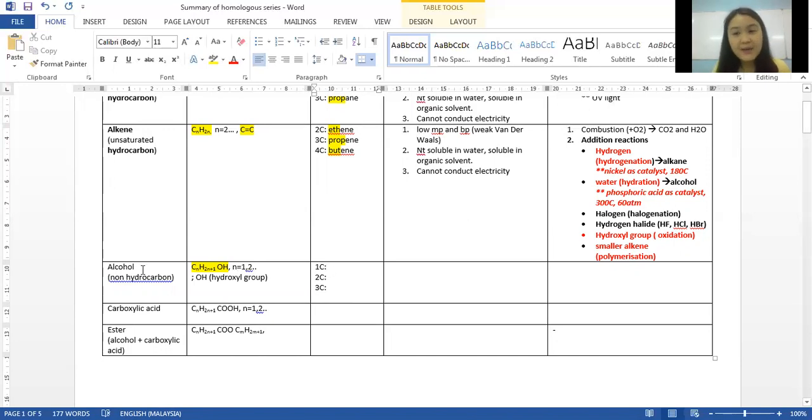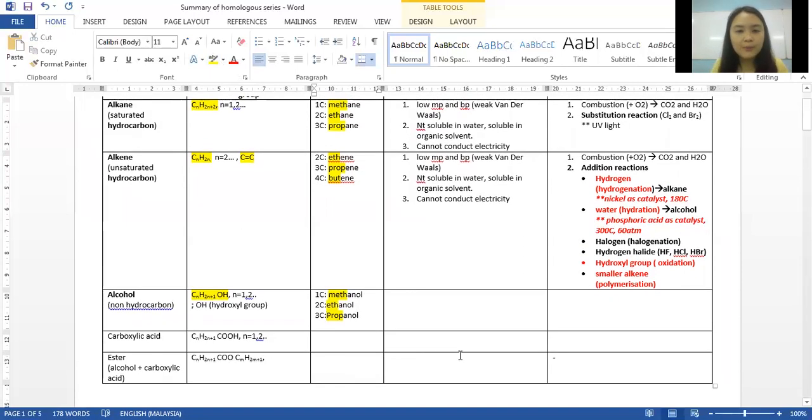Now, again, the naming is pretty much the same. The first part of the name is deduced from the number of carbon that it contains. So the first member has 1 carbon, so it starts with meth. And because it belongs to the homologous series of alcohol, it will end with anol. So it's called methanol, right? The second member will start with eth, and it ends with anol, so it's ethanol. Third member, propanol. It starts with prop to suggest that it has 3 carbon, and you end with anol to suggest that it's from the alcohol group. Okay, right.